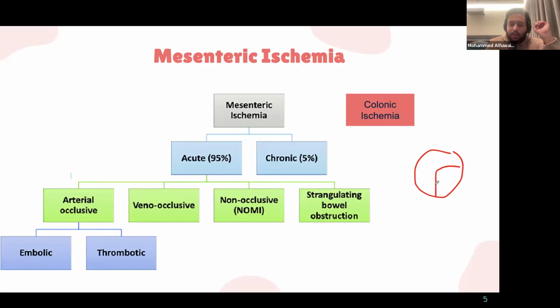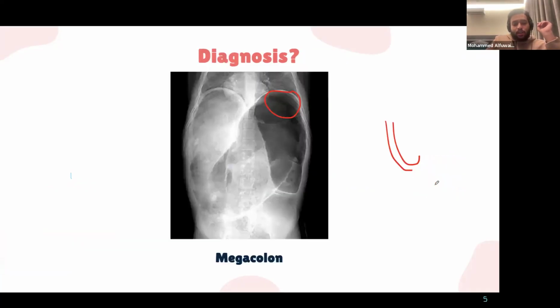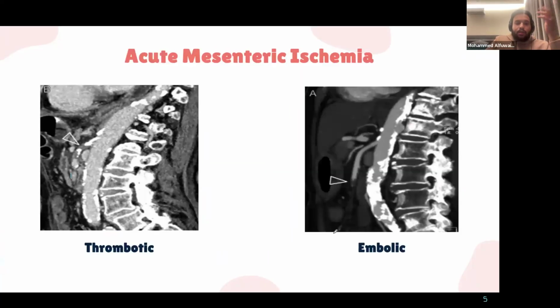What imaging modality will you use to assess patients with mesenteric ischemia? CT, good. CT what? It's not just CT. CT angio, perfect, good. Now, in CT angio, you'll see this. Do you need to differentiate the two? I don't think so, okay, whether it's thrombotic or embolic.